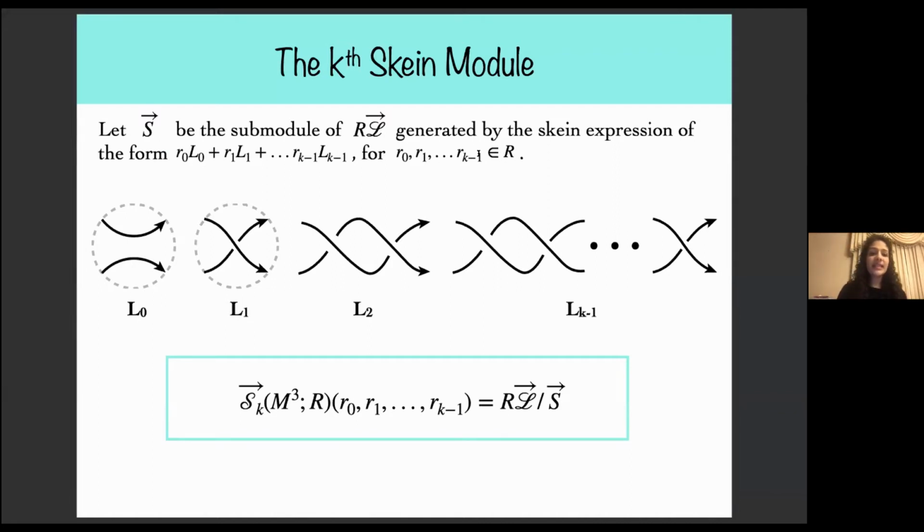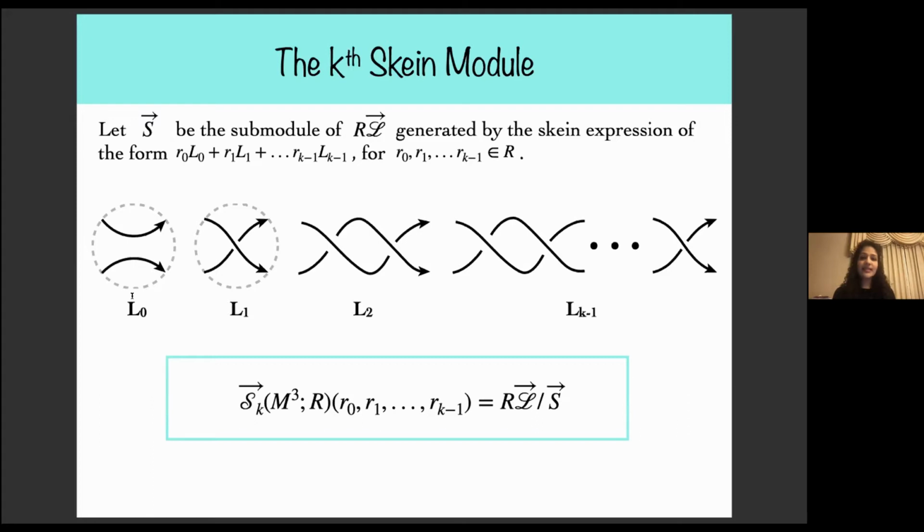And then we consider the submodule generated by this Skein expression, R0, L0 plus R1, L1, all the way till Rk minus 1, Lk minus 1, where the links R0, L1, all the way till Lk minus 1 are illustrated here. So L1 is obtained from L0 by twisting, and then for L2, you twist more, and you keep adding more and more twists. After you mod out by this submodule, the resulting Skein module is known as the Kth Skein module.